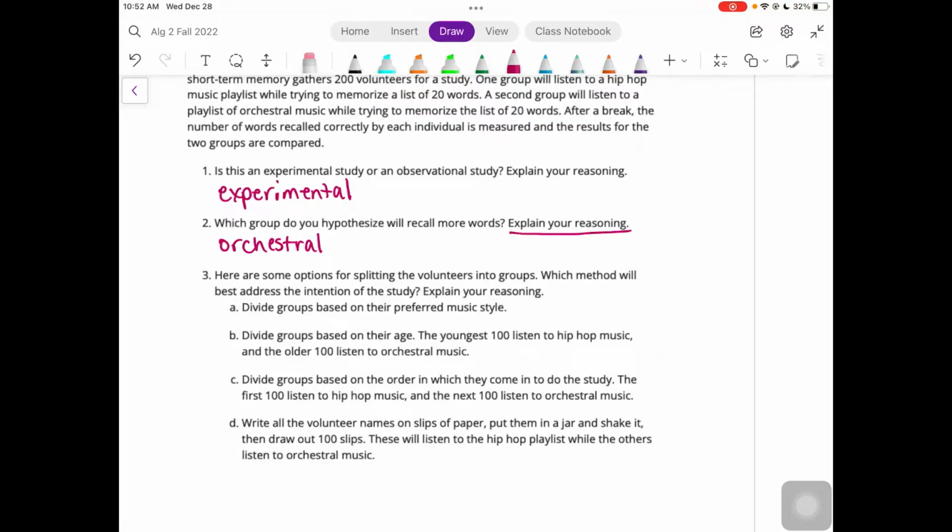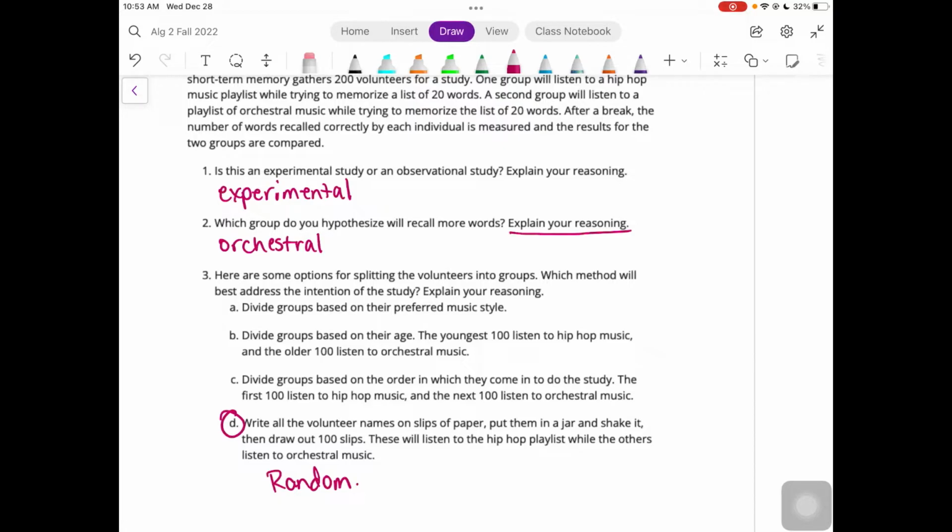So the only one that's really random is the last one. The first one definitely isn't random because you're basing it on what they prefer, and so that can skew the data. B is kind of similar. The age might have something to do with their memory too. So you're really not getting a good idea as to whether it's the music or their age that actually is helping or hurting the memory.